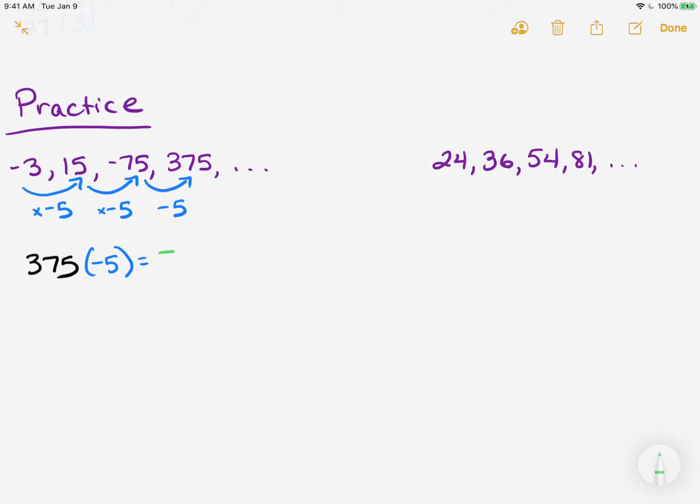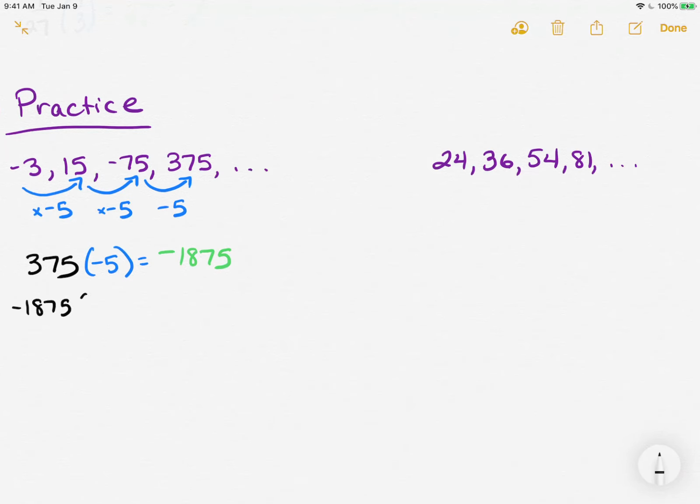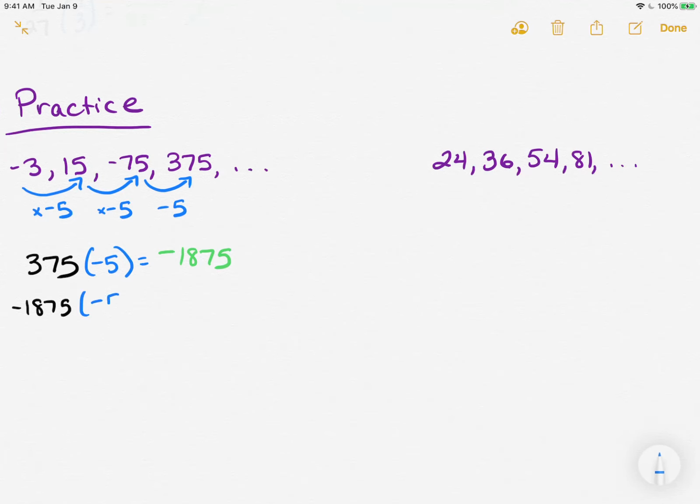Negative 1,875. Thank you. Then we'll do 1875 times -5. 9,000. Whoops. Hold on, that's going to drive Emily crazy if I don't keep my color scheme consistent.